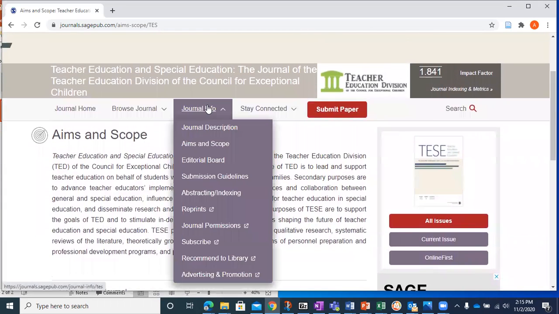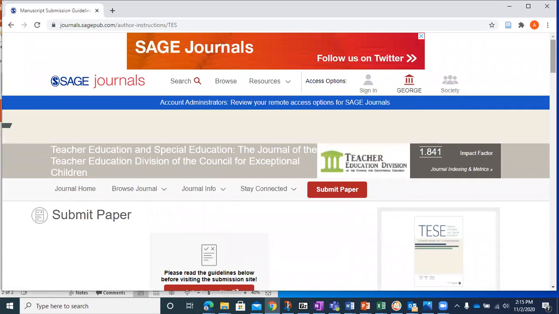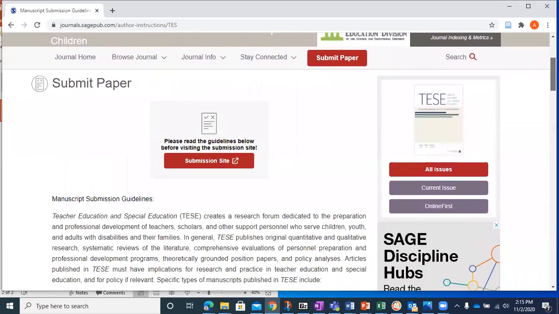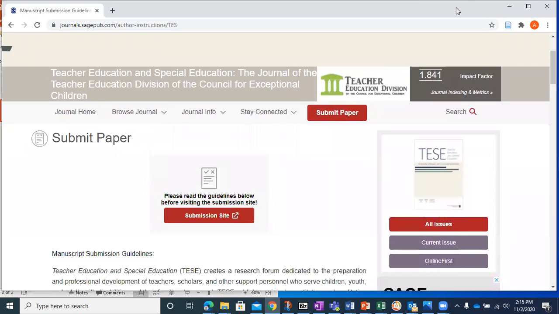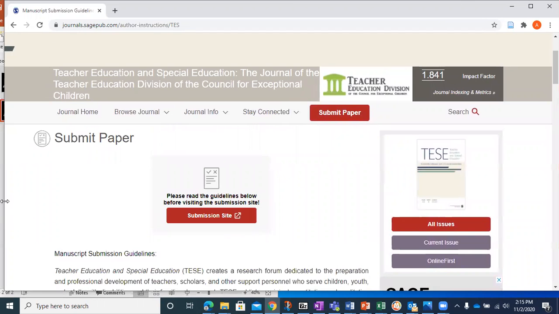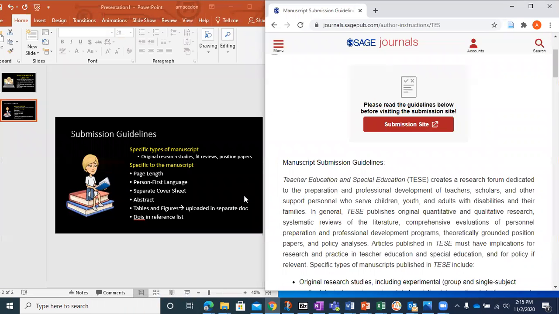So looking at the journal info, we're going to find submission guidelines. And we see that there's a lot of guidelines that are included. So to help us out a little bit, I've just created a slide that helps to generalize the things that we're going to be looking at that are specific to submission guidelines.